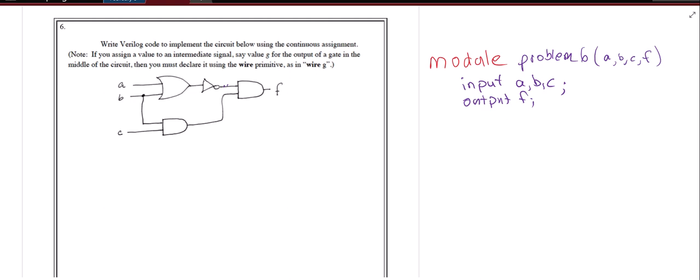We just look at what F is, and so we can just say assign F equals open parentheses. So F is the AND of the NOT of the OR of A and B. So that's one of the inputs into F, and the other input into F is the AND of B and C. So we have the NOT, that's a tilde, of A or B, so that vertical line is the OR. So the NOT is right here. Here's our OR, and then it is an AND gate. So then we have an AND, which I cannot draw, and it's the AND of B and C.